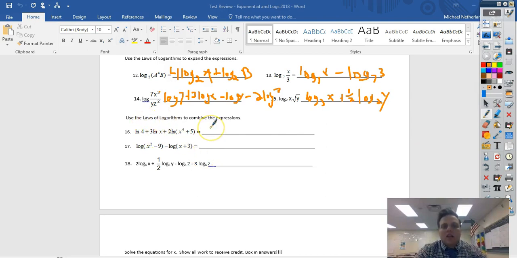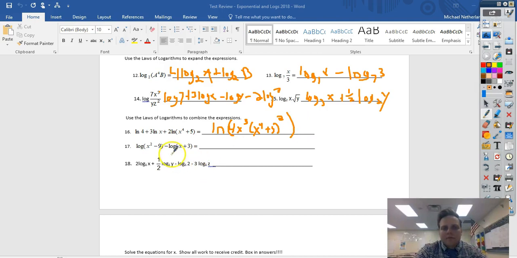All right, let's go to 16. Use the laws of logs to combine. So we're just going to go back the other way. All these are going to be put into one simple log. So we're going to have the natural log of 4 x cubed. And then I'm not going to actually write this out twice. I'm just going to write x to the 4th plus 5 squared. All right? And this is all inside the natural log.